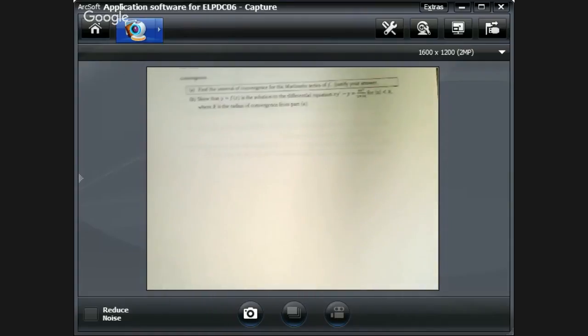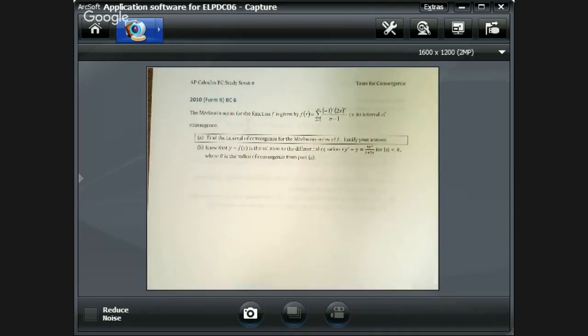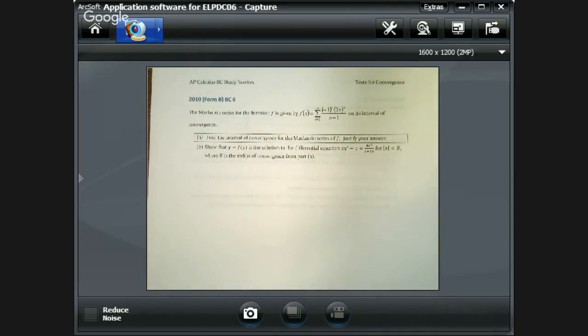If you got your handouts from your teacher, all of the problems that I'm looking at are contained within them. So do with that information what you will, including PowerPoints are there too. All right, so from 2010, this is from the Form B exam. We're going to look at number 6.